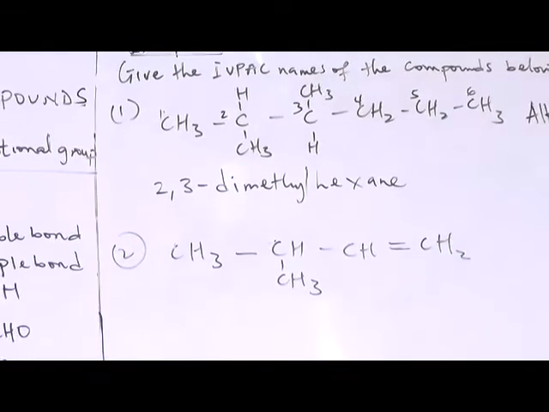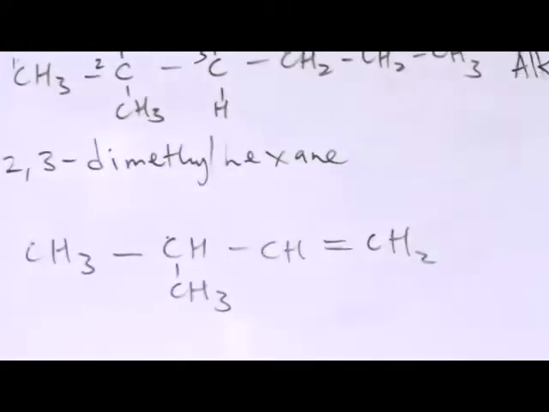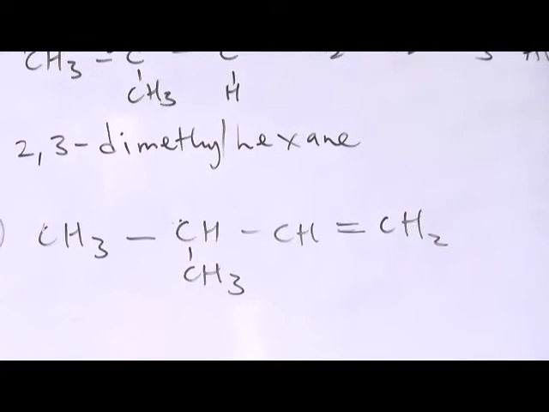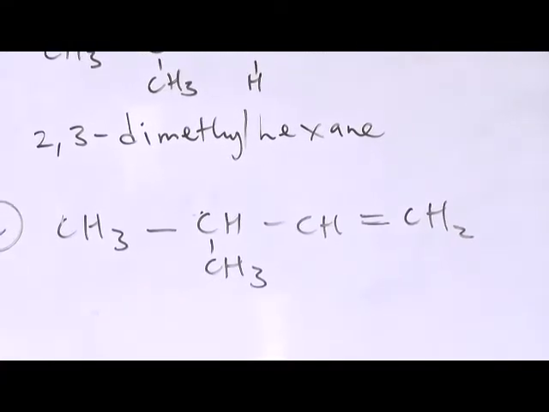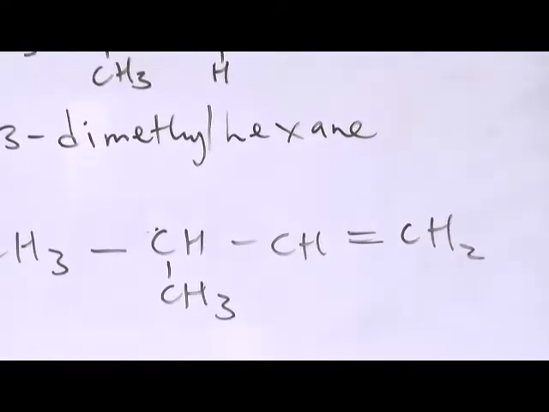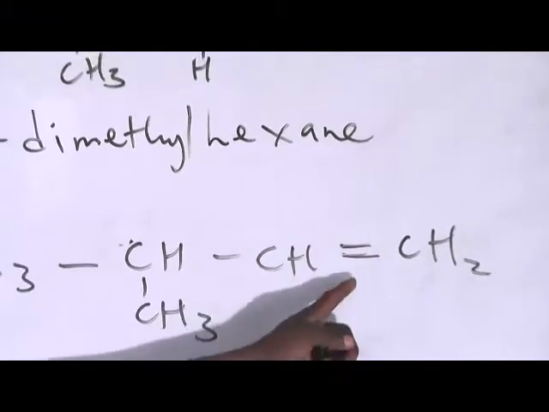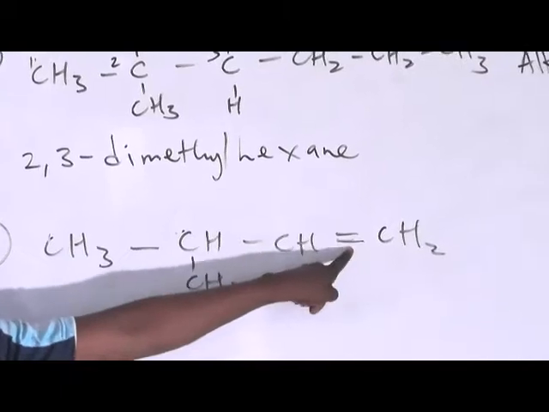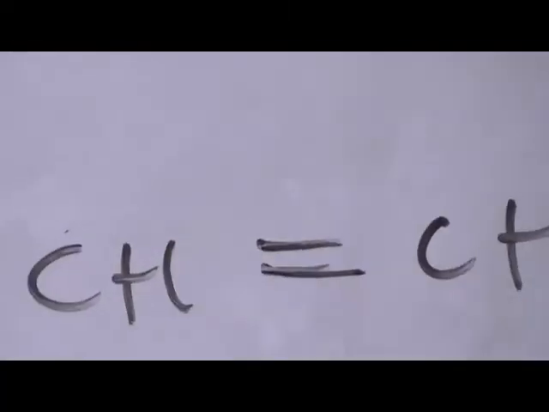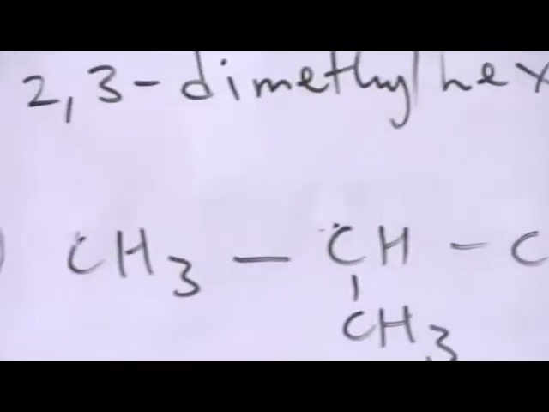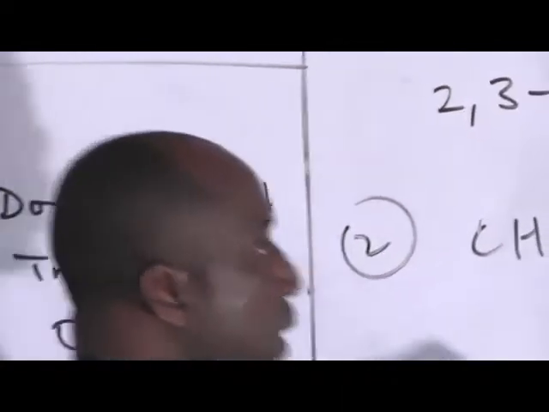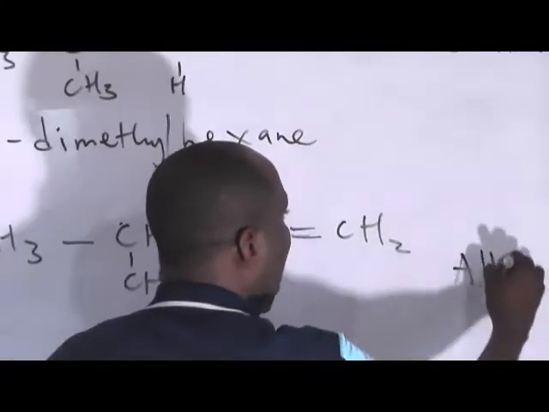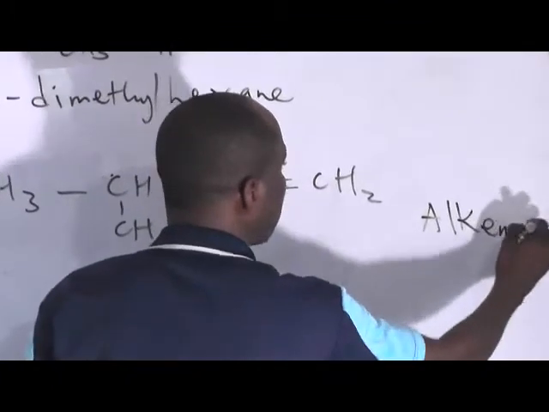Let's look at the second one. In the second one, go by the rules. Rule number 1 says identify the functional group of the given compound. Now, looking at this one, you can tell us the functional group of this compound. You can see this is the functional group. That is alkene, double bond. That means this compound belongs to what? Alkenes family. So it's an alkene.